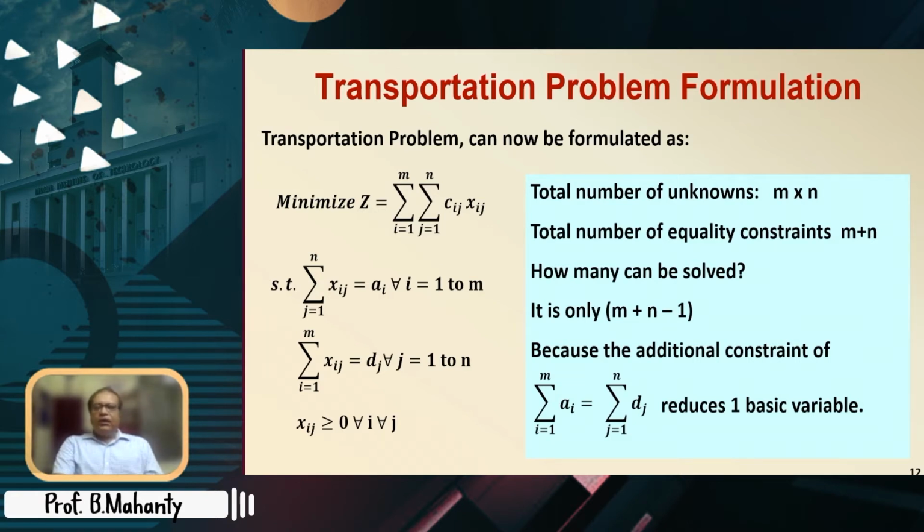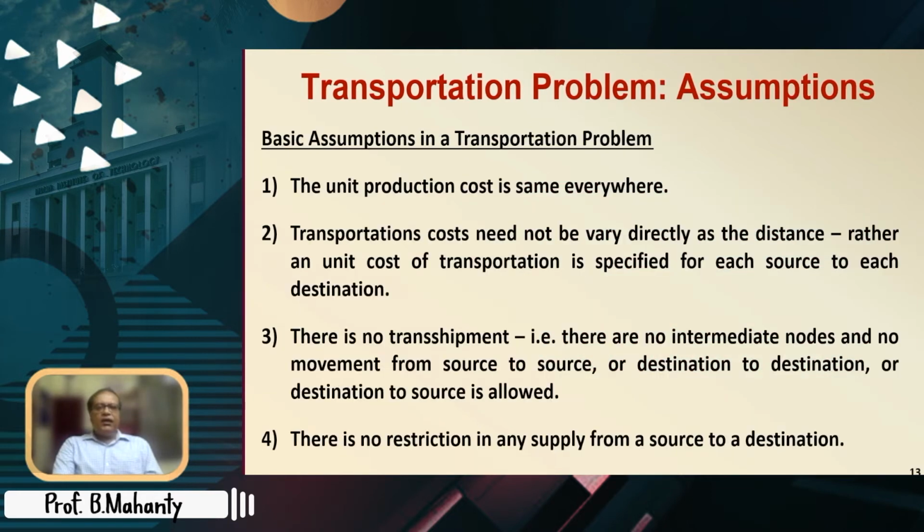Right. So since it is so, we have to see certain other things about certain assumptions of the transportation problem. At least 4 assumptions are here. Let us read them out. The first assumption is that unit production cost is the same everywhere. Now, what is a unit production cost?